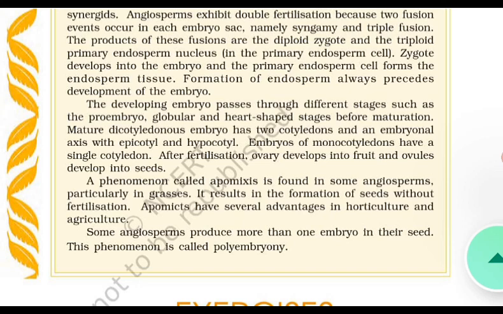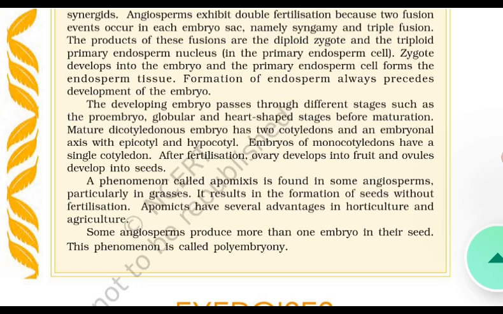Zygote develops into an embryo, and the primary endosperm cell (PEC) forms the endosperm tissue. Formation of endosperm always precedes development of the embryo. The developing embryo passes through different stages such as proembryo, globular, and heart-shaped stages before maturation.